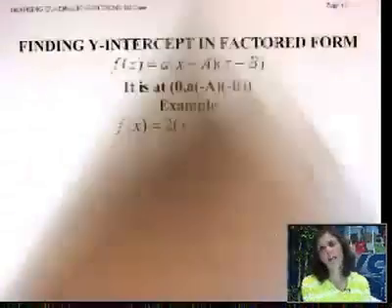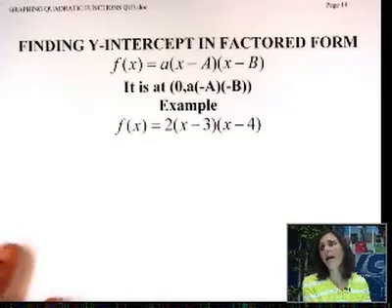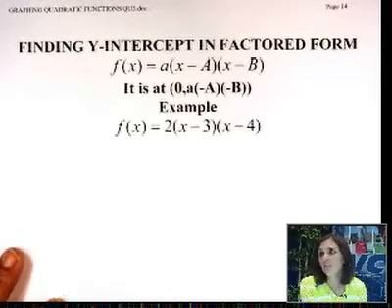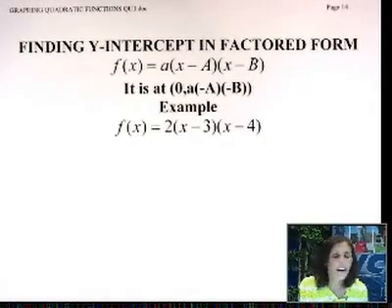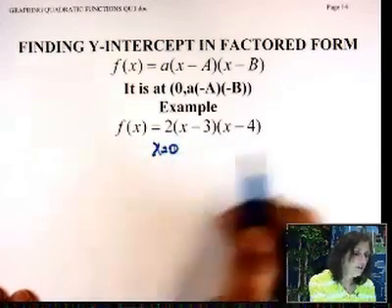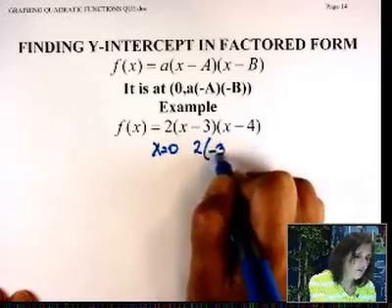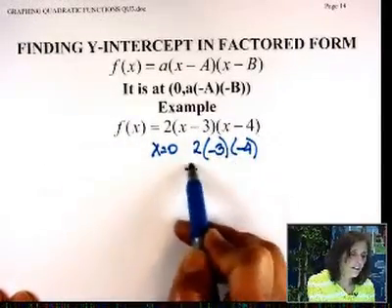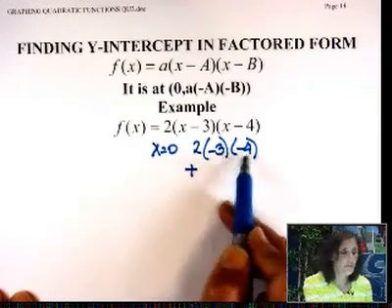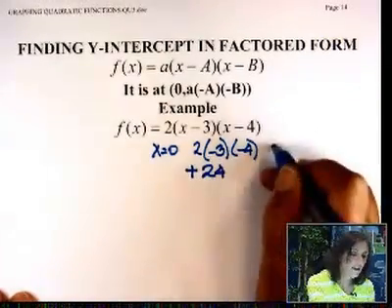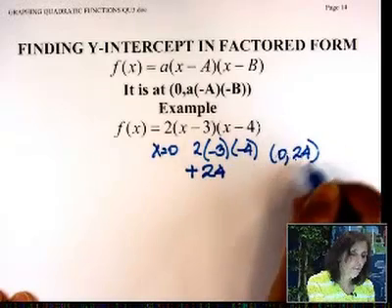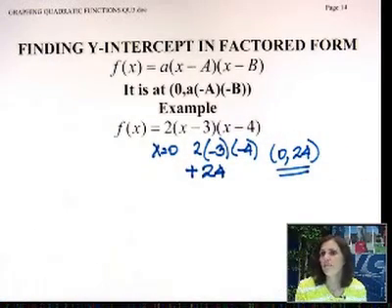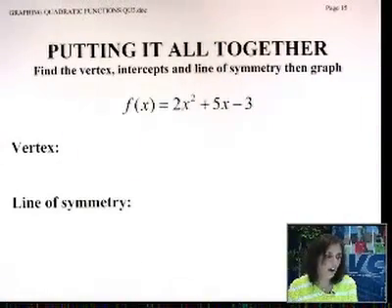You can actually stop at any time. How am I going to find the y-intercept when I have it in the factored form? Again, you're going to set x to 0. So you're going to go 2 times negative 3 times negative 4. This is going to give you a positive. 2 times 3 is 6, times 4 is 24. So it's 0, 24. All right? So you're finding the y-intercept by doing what? Just setting x to 0 each time.